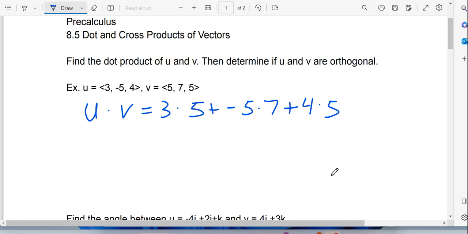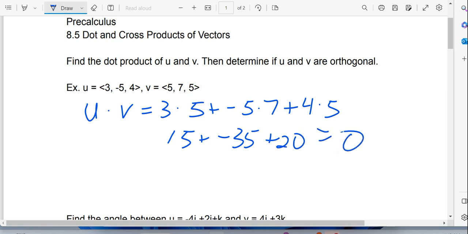So 5 times 3 is 15, plus negative 35, plus 20, equals 0. So is it orthogonal? You betcha. Orthogonal. Yes.